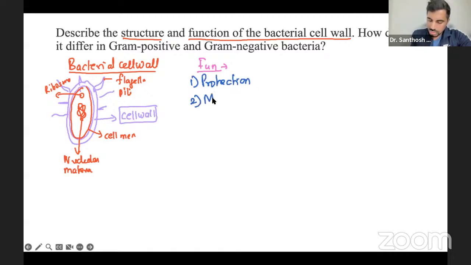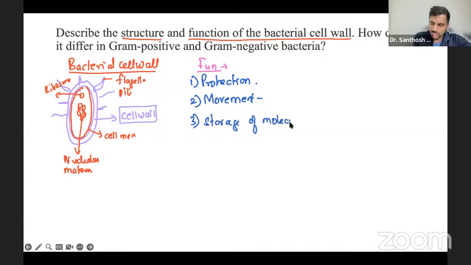The second thing is it helps in movement, because it's outside the cell. That means it helps in the movement of substances coming inside. Third, it helps in storage of granules, storage of any important molecules. Fourth, this is where the antibiotic acts on the cell wall. That means it has a role in antibiotic resistance.